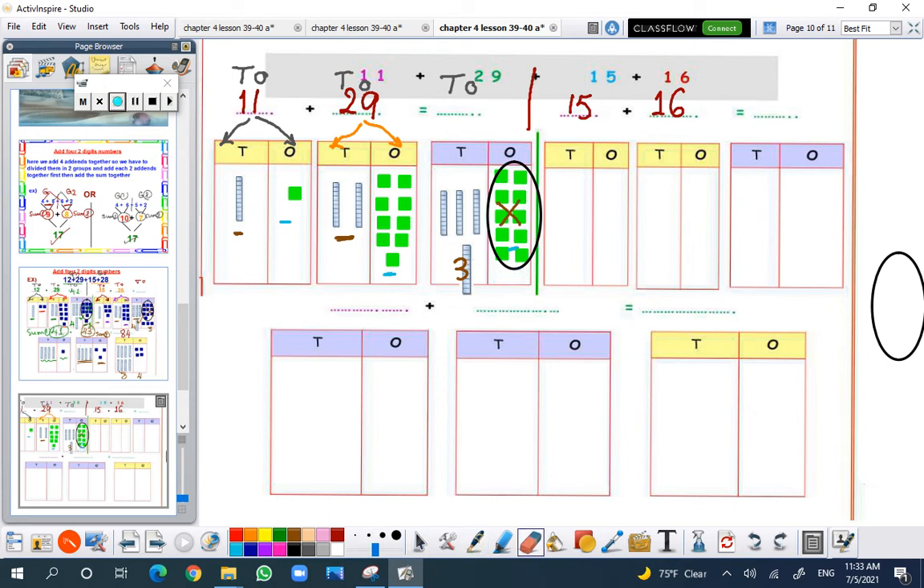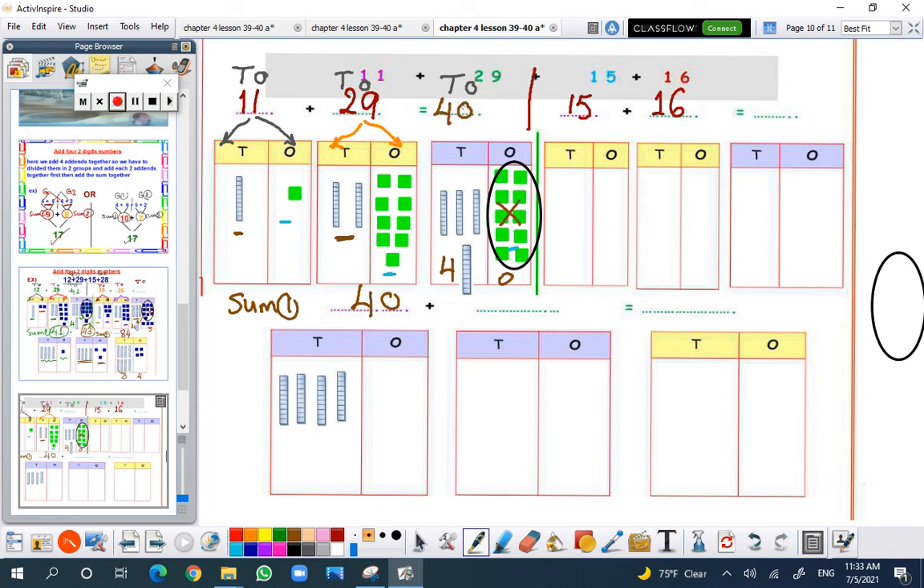Now, do we have any remaining? No, it will be 0. Excellent. And how many rectangular bars do we have? 1, 2, 3, 4. I have 4. So let's represent sum of group number 1 here, which is 40. 4 on the tens and 0 on the ones. We didn't have any small squares on the ones.